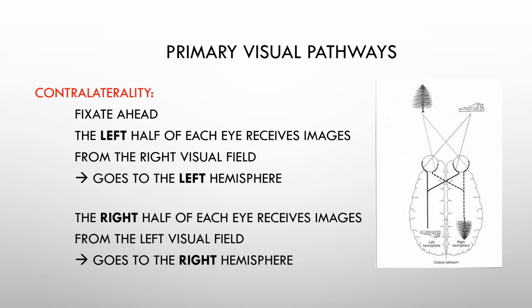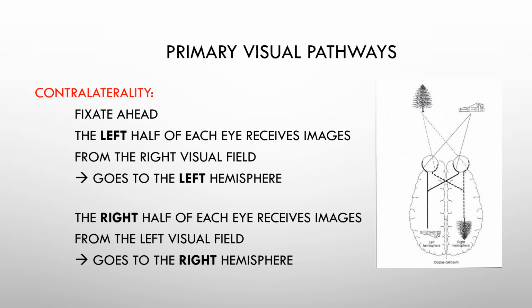So if I'm fixating straight ahead, you can see that the tree in the picture is on the left and the house is on the right when I'm looking straight ahead. Because we have that inverted, flipped image on the back of the retina, the house is hitting the left side of each retina, the tree is hitting the right side of each retina, and you can see this being represented in the brain. We're keeping this upside down, backwards, flipped image all the way to the visual cortex. So the left half of each eye receives the images from the right visual field.